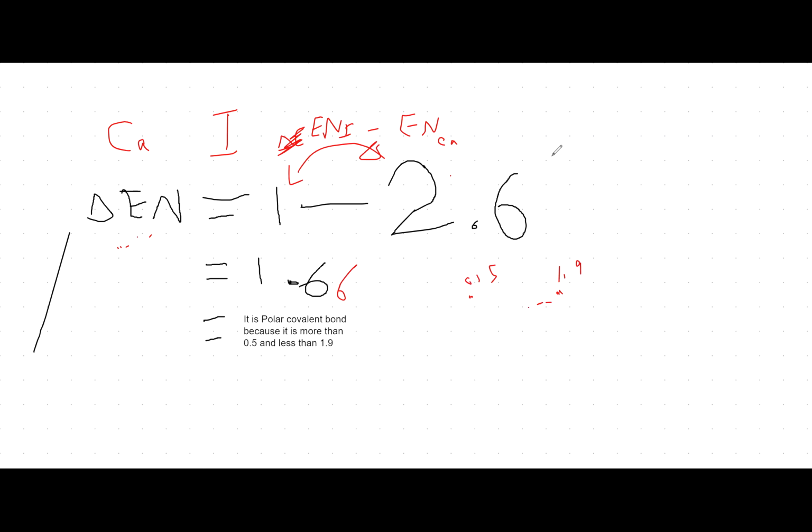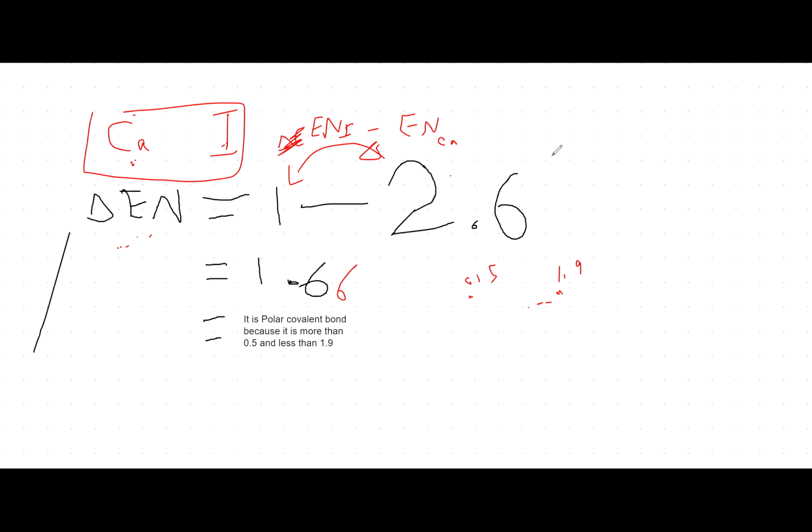It looks like a polar covalent bond, even though it shouldn't be in this area because calcium is a metal and iodine is a non-metal. So it's an ionic bond according to the information that we have. I will check why this one behaves oppositely. Okay, and we will see.